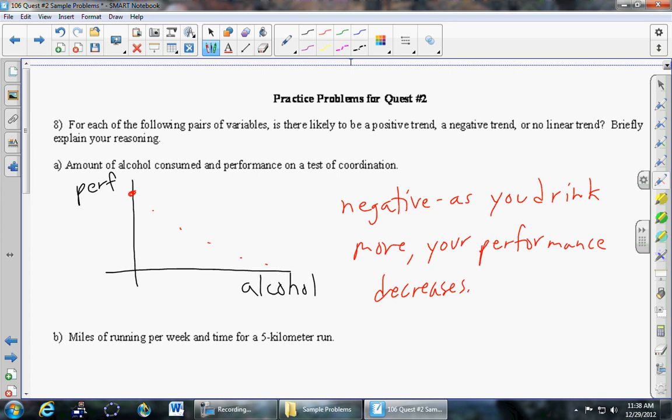So as you drink more, your performance decreases. The idea here is that as one variable goes up, the other one goes down. That's a negative trend.